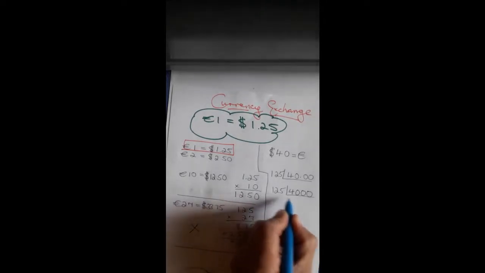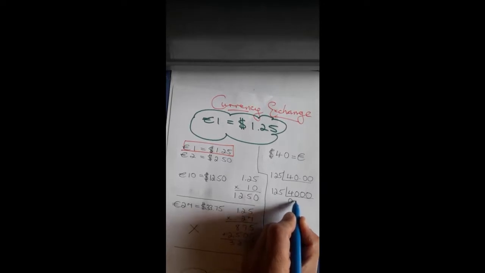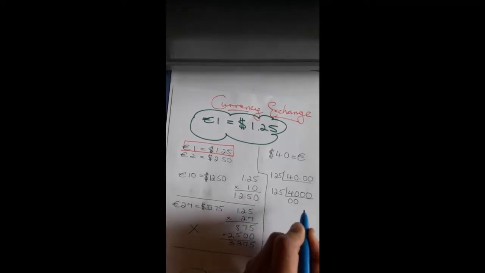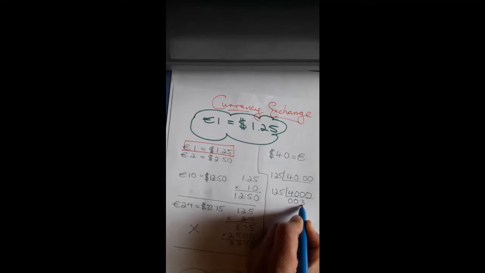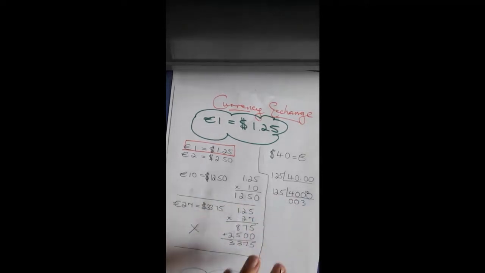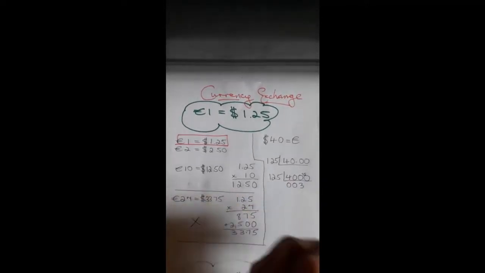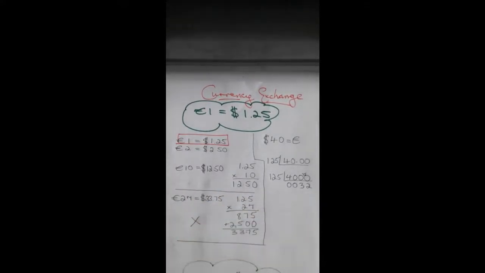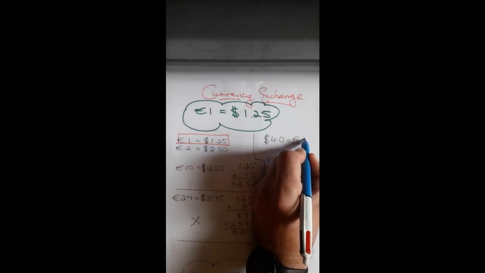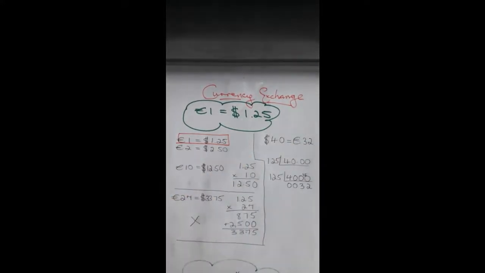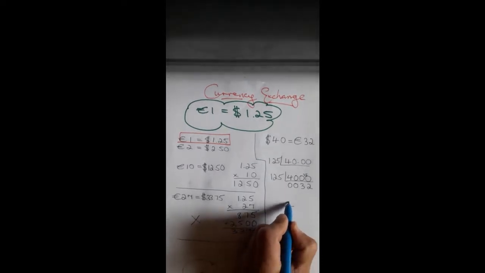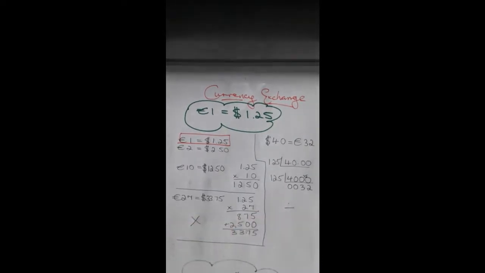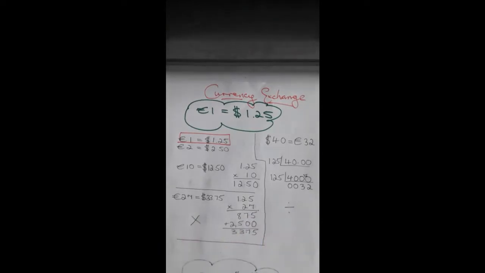Okay. Now I'm still going to get the same answer, but it just makes it easier to work with. So 125 into 4 doesn't go. 125 into 40 doesn't go. 125 into 400 goes 3 times with 25 left over. And then 125 into 250 goes twice. So I'm left with 32. So for my $40, when I exchange it back into euros, I get €32. So I'm dividing on this side and I'm multiplying on this side.